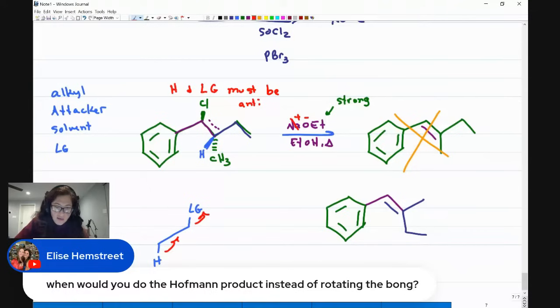Question, when would you do the Hofmann product instead of rotating the bonds? Well, there's no option for a Hofmann product here because there's only one beta hydrogen, the light blue one. There are no other beta carbons with hydrogens, and so that's the only option here.